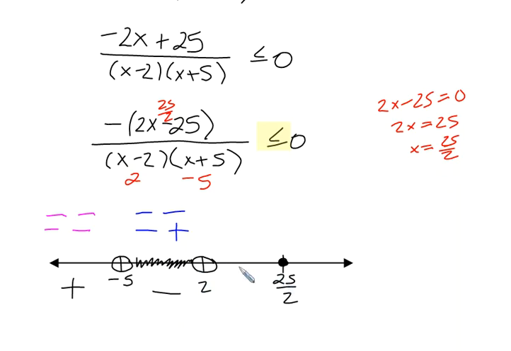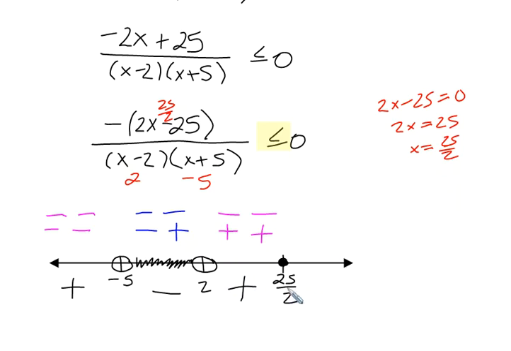Next up, we'll plug in a number between 2 and 25 halves. Let's just say x equals 3. We'll have the negative. 6 minus 25 would be a negative. 3 minus 2 is a positive, and 3 plus 5 is a positive. A negative times a negative times a positive is positive. That region would not be less than or equal to 0, so it's not shaded in.